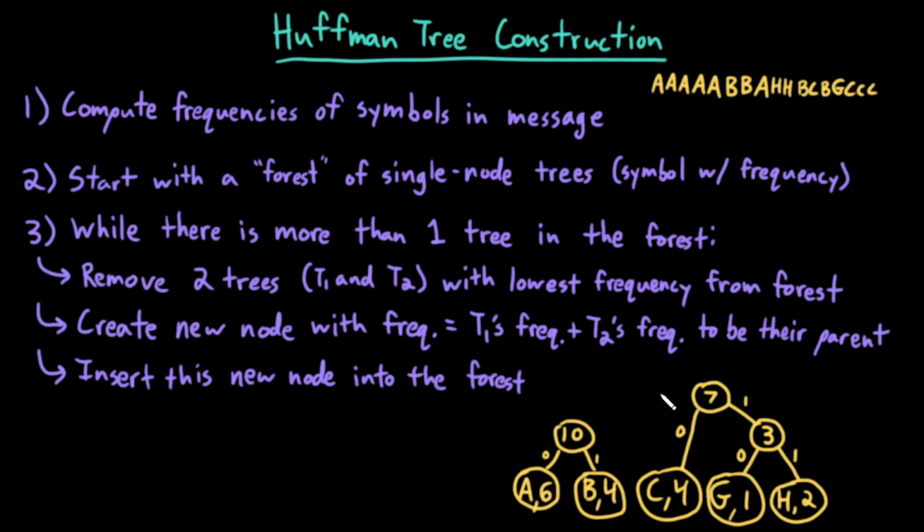There's still more than one. There's 2 trees left, so I remove them. Create a new node whose frequency is the sum of their frequencies. There we go. Make them its children, and reinsert it back into the forest. While there is more than one tree in the forest, nope, there's only one tree in the forest, the tree rooted at 17, so I'm done. Now this is my Huffman tree.